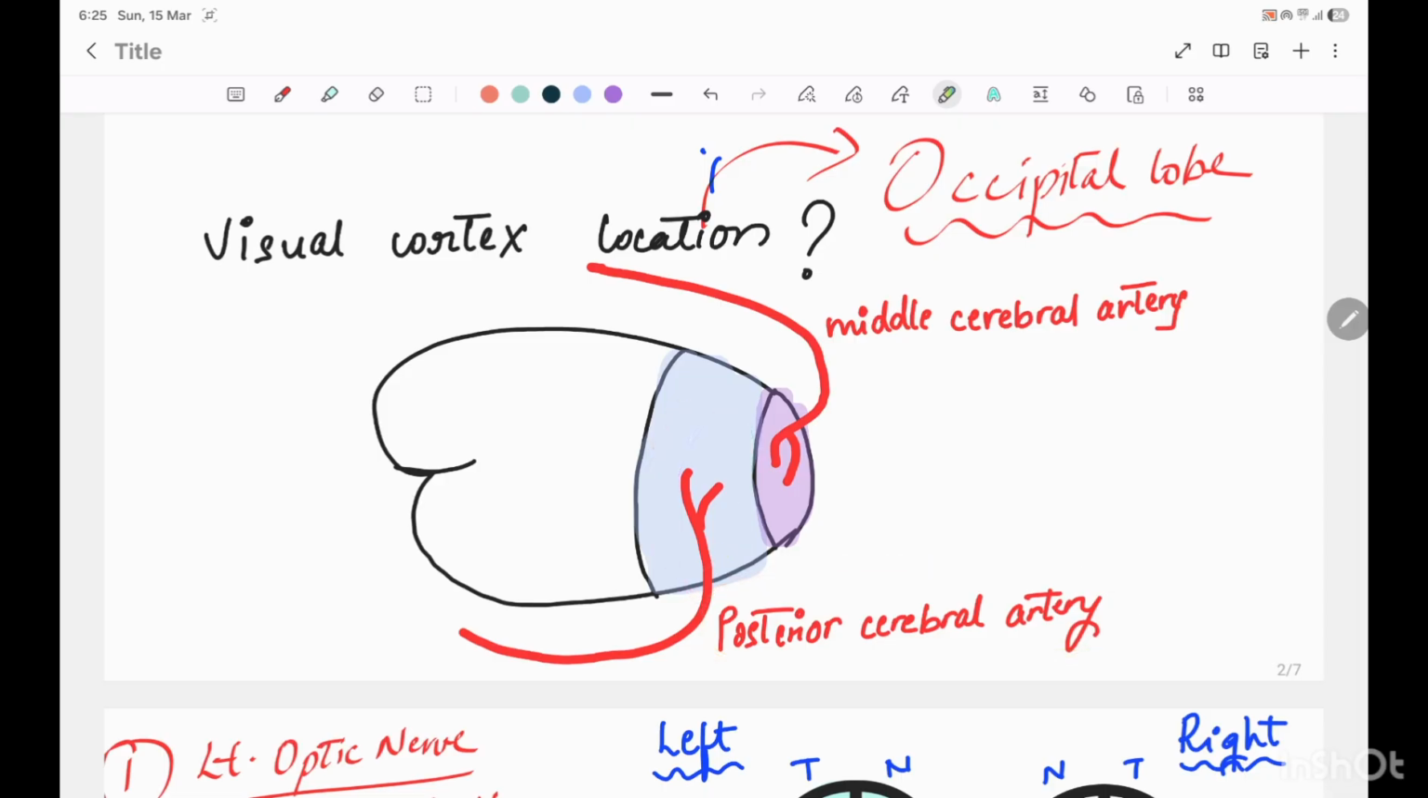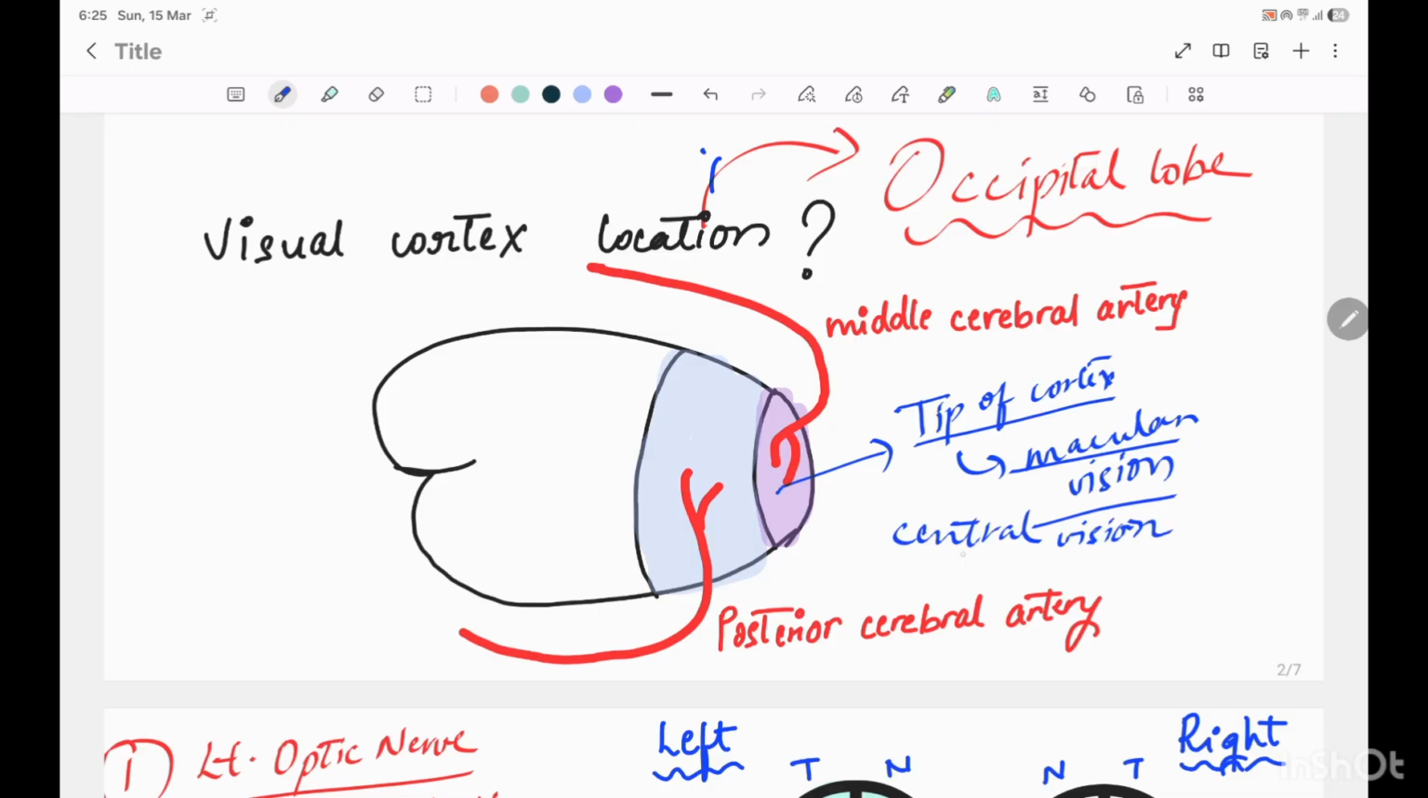Now why are we learning this one? I think from our anatomy video you have remembered the term macula. So the tip of the cortex is for the macular vision. Okay, what is macular vision? Did anyone remember what is macular vision? Macular vision is nothing but the central vision.